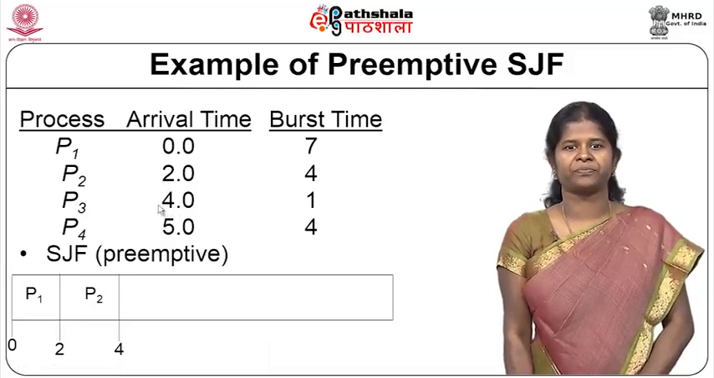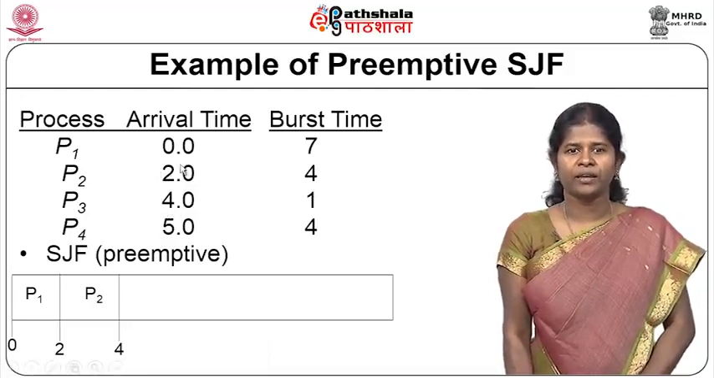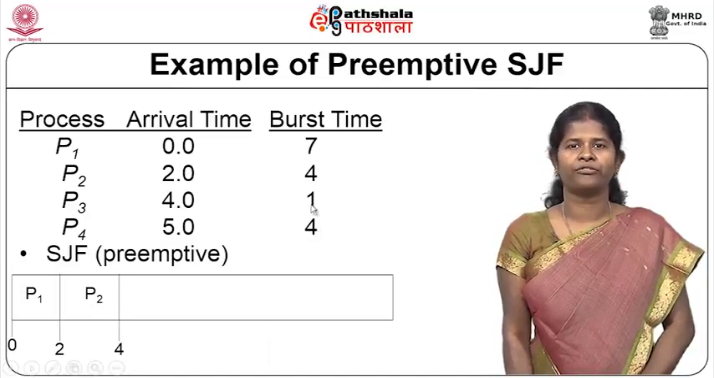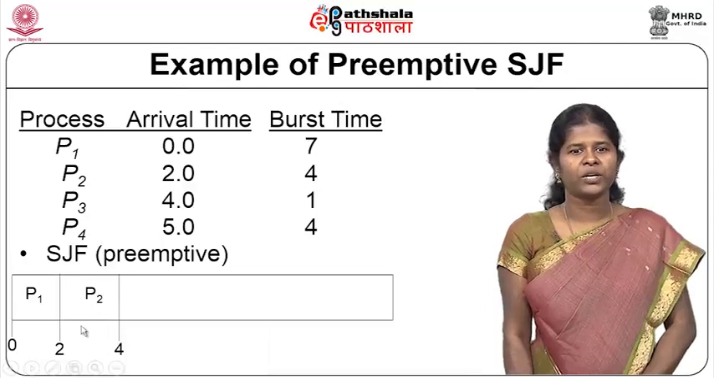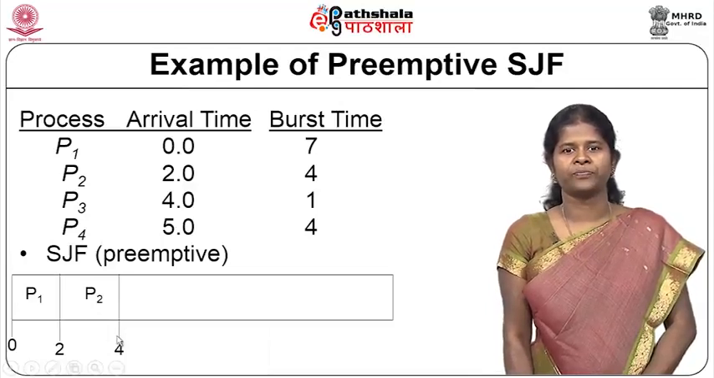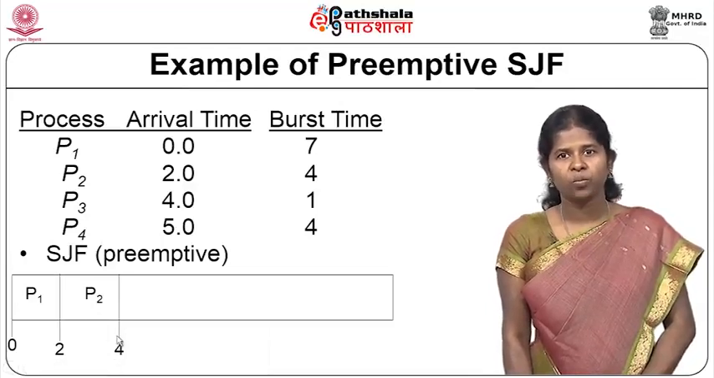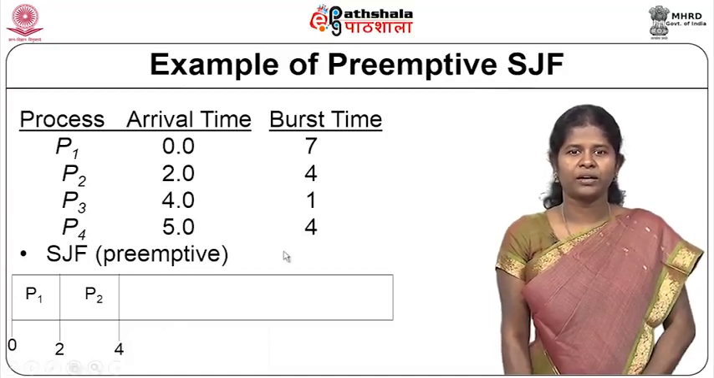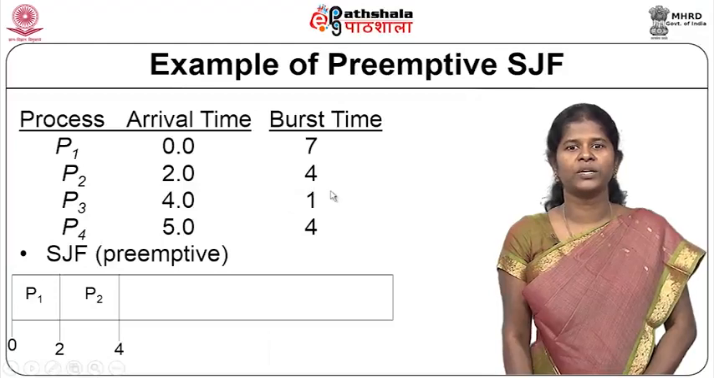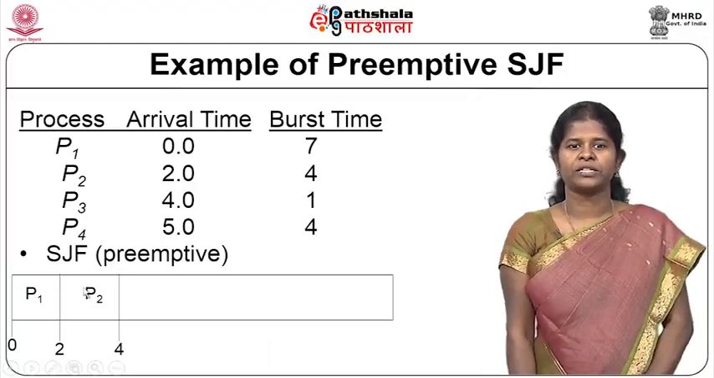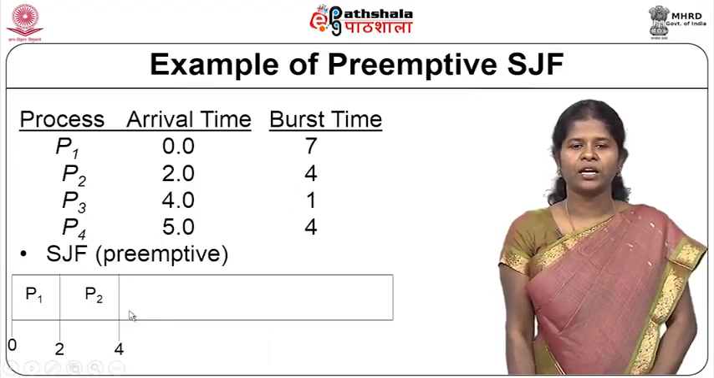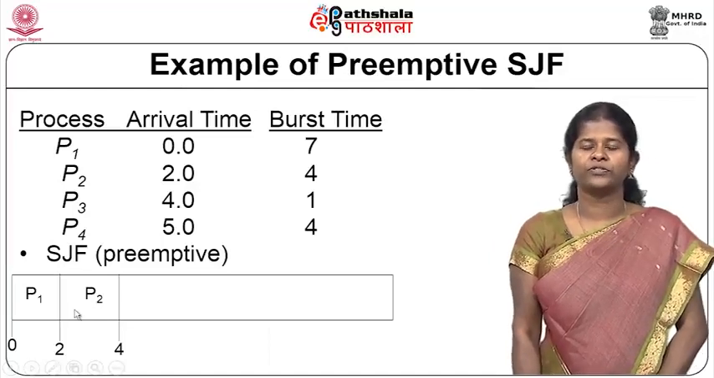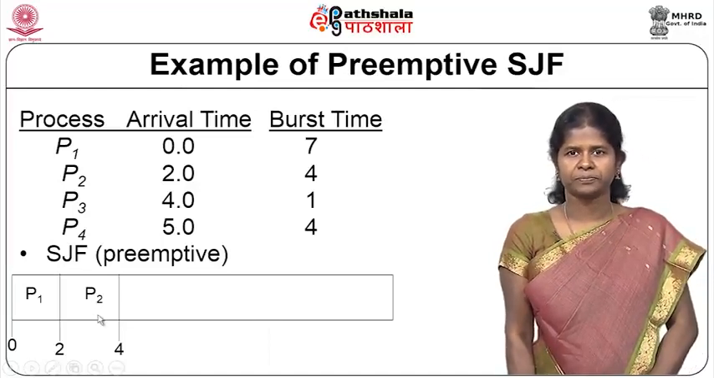Now, at time t equal to 4, another process arrives, that is process P3. This process P3 has got a burst time of 1 millisecond. But what about this P2? P2 has run for 2 milliseconds and it needs 2 more milliseconds to finish off its CPU burst, because the burst time of P2 is 4 milliseconds. It has completed 2 milliseconds and 2 more milliseconds are needed to finish off the CPU burst.